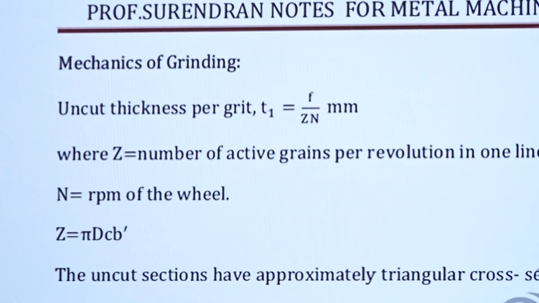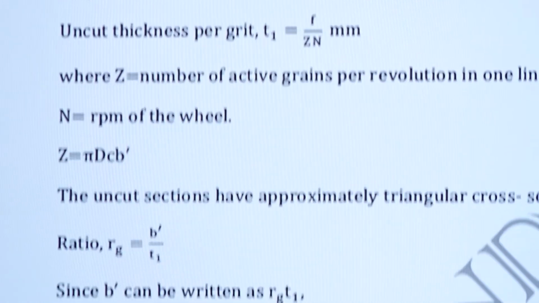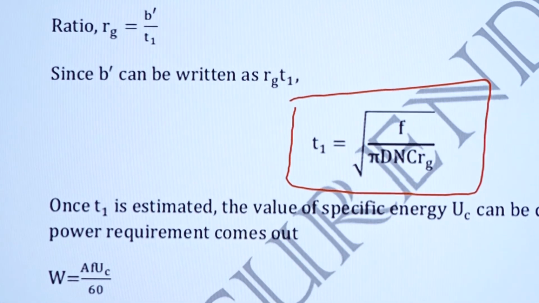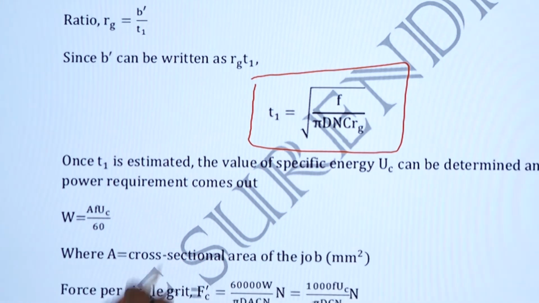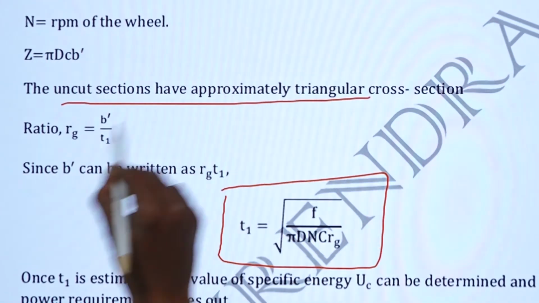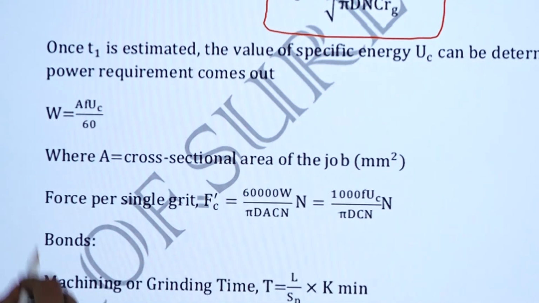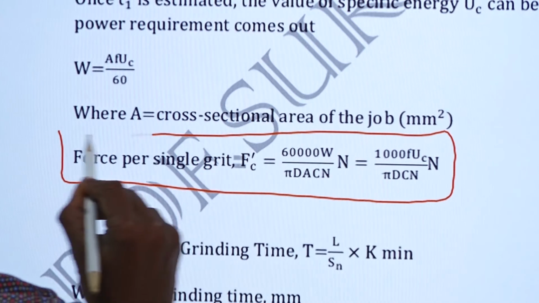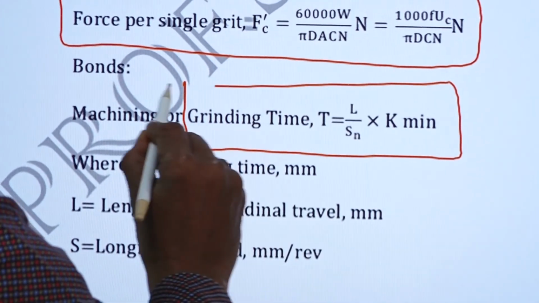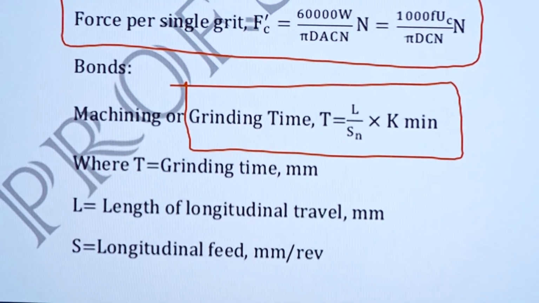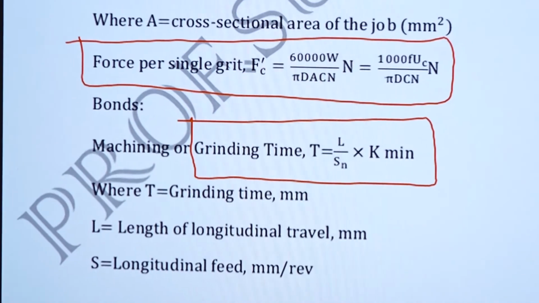For grinding, we have only one formula. T1 equals square root of F π d n C Rg, where Rg is the uncut section, the approximate triangular cross section area. The force per single grit can be calculated by using this formula, and machining or grinding time can be calculated by using this formula. These are the formulas to be noted for the grinding operation.